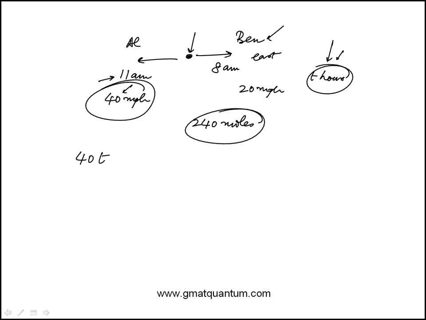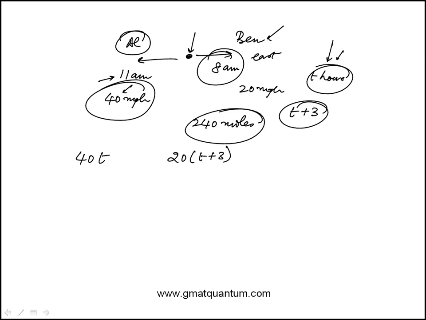Whereas in Ben's case, he has already driven for 3 additional hours. So he's been driving for T plus 3 hours. So you just have to remember this T is relative to Al's departure. So the distance he would have covered is the rate times the total time. And this collectively is what's given to us as 240. So that's the relationship that will give us what T is.